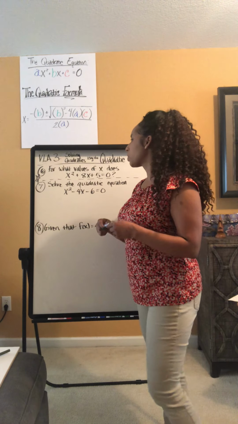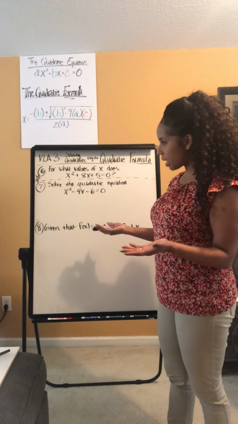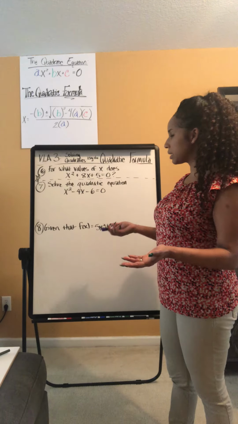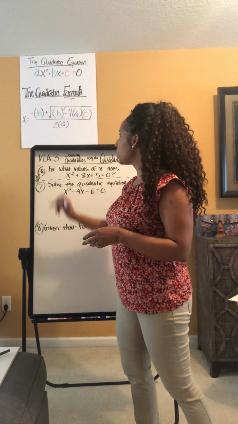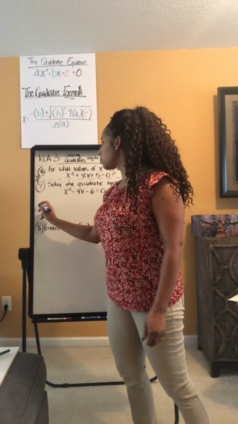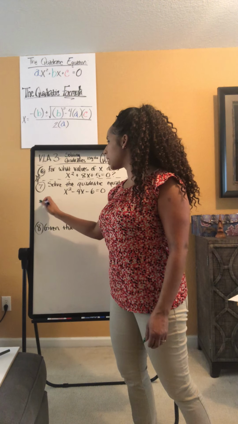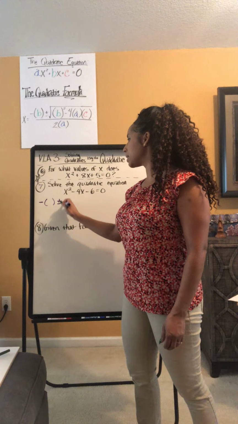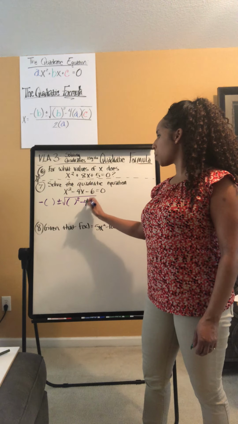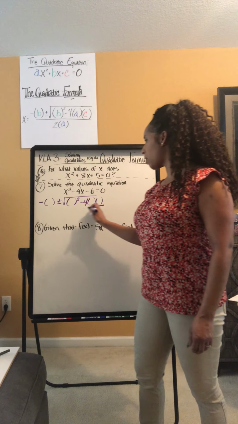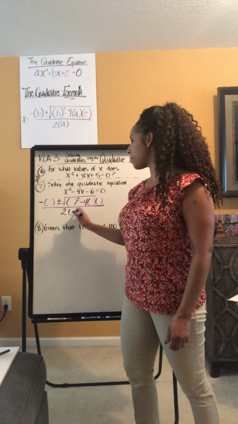Number 7, solve the quadratic equation. X squared minus 4x minus 6 equals 0. Okay, so again, the quadratic formula is up on the wall. I want to write it with my blanks first. Negative blank plus or minus the square root of blank squared minus 4 blankety blank all over 2 blank.